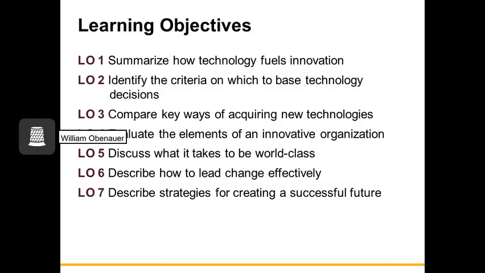Now, as we move through this lesson, we're going to summarize how technology fuels innovation. We're going to talk about the criteria on which we base technology decisions in our organization. We're going to compare key ways of acquiring new technologies. We're going to look at the elements of an innovative organization. We're going to discuss what it takes to be a world class organization. Then we're going to describe how we can lead change effectively within our organization. And finally, we're going to touch on the strategies for creating a successful future.